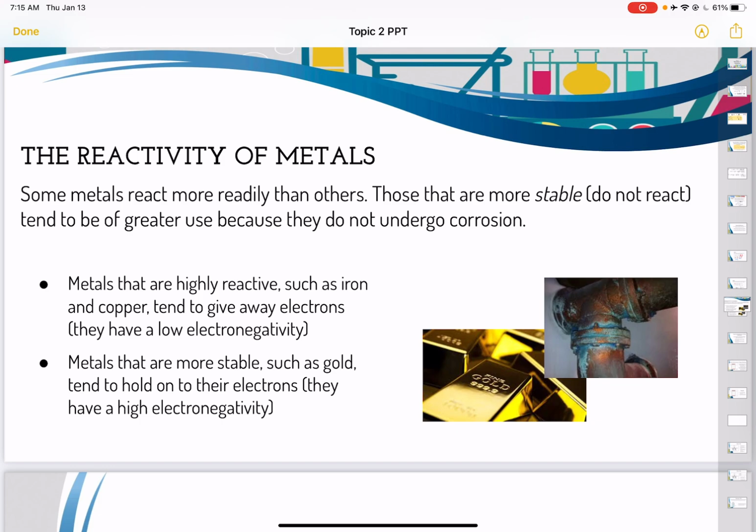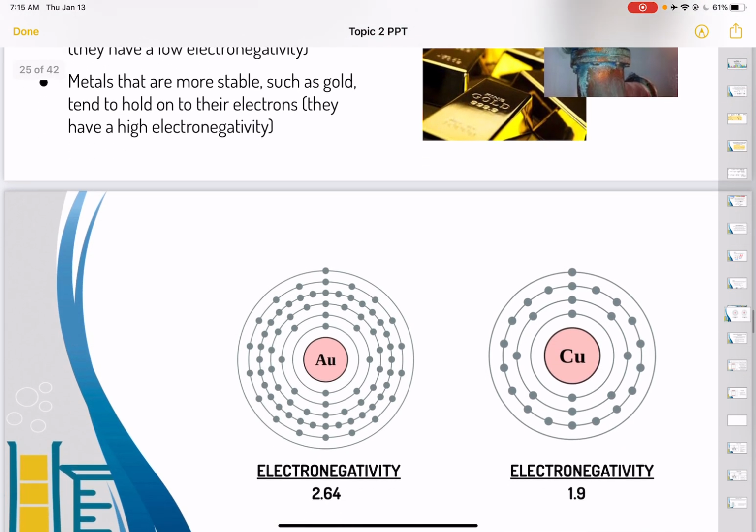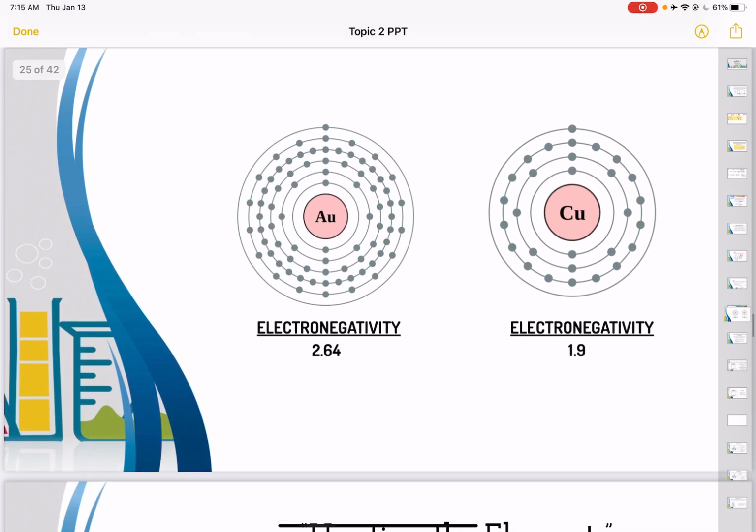But obviously we're not going to be using gold for piping and stuff like that because that is way too expensive. So this shows the higher the electronegativity, the more stable that element is. Okay?